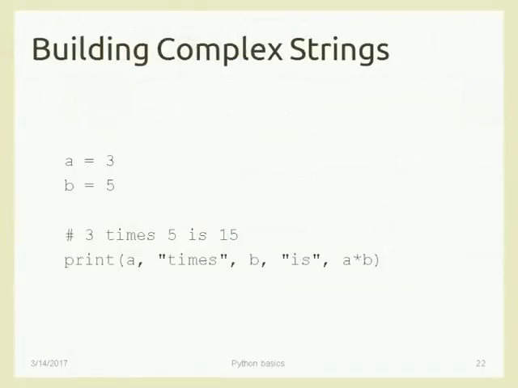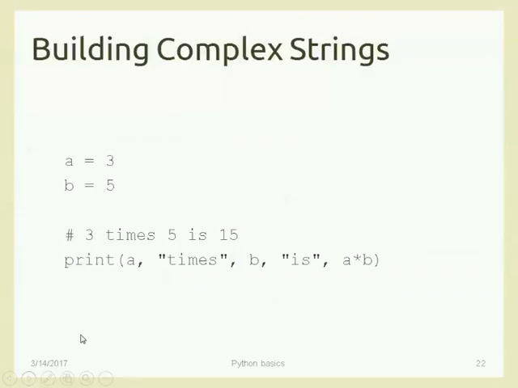You can also build more complex strings. So, for example, this is another operator. We have two variables. We can say in this case A is equal to 3, and B is equal to 5. And we want to print on our screen 3 times 5 is 15. So we can create a print in this way. Print A, that is the first variable, comma, times, comma, B, comma, is, comma, the multiplication operation, that is A multiply B.